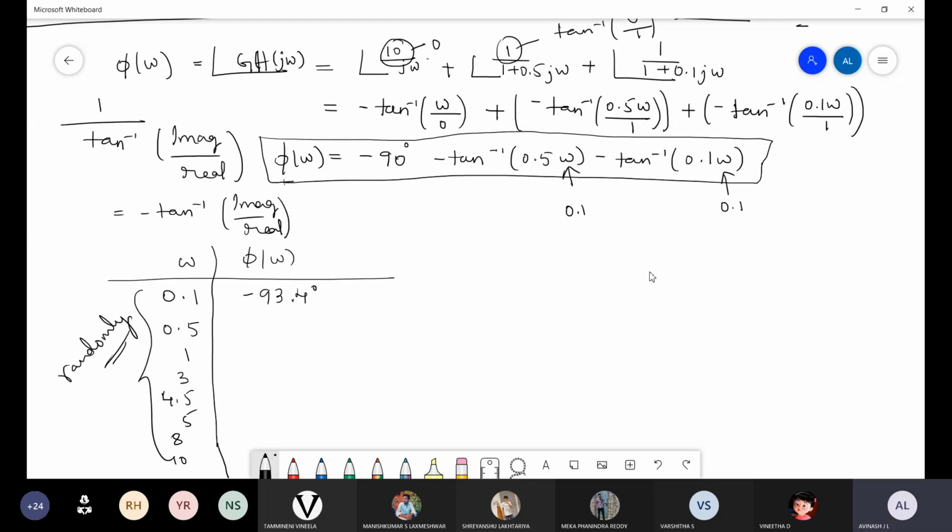So you just calculate and complete the table. Let me see, I will give you 2 minutes of time. All of you calculate and tell me. What is the value for 0.5? What is the value for 1? Value for 3, 4.5, 5, and 8 and 10. Please check it and tell me, all of you.